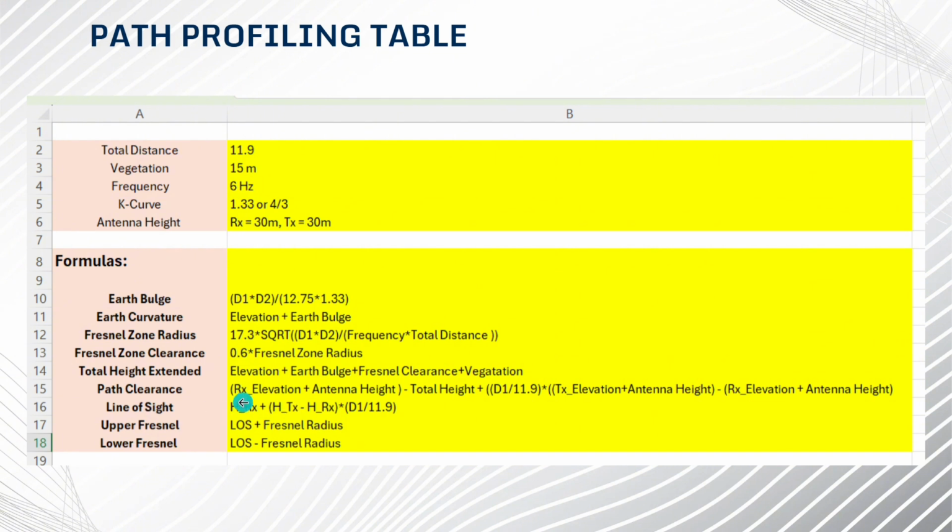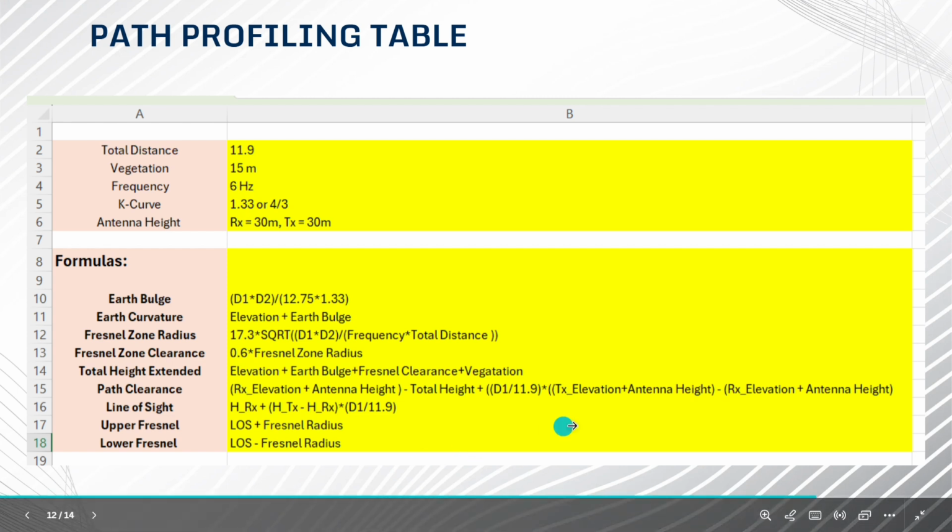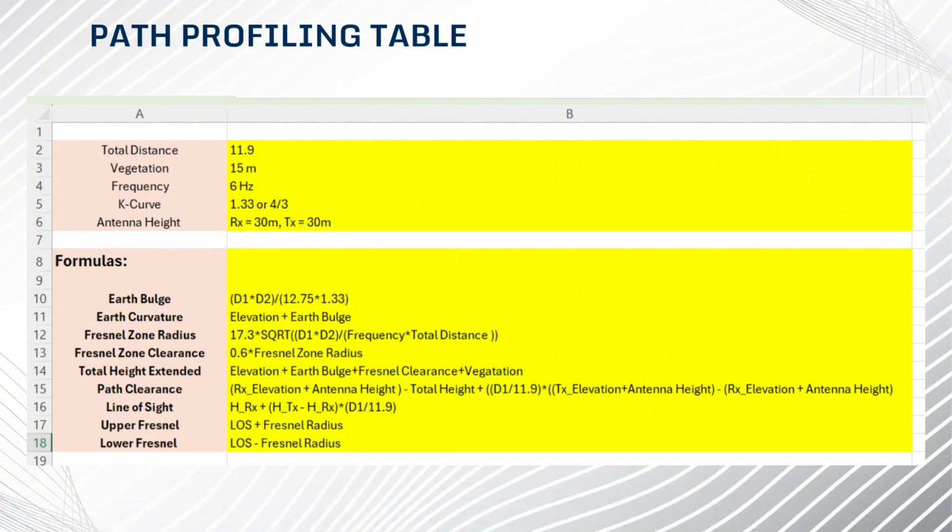And for the path clearance, first, the elevation of the receiver, which is 26 meters, plus antenna height, which is 30 meters, minus total height, plus the first distance divided by the total distance, which is 11.9, times the elevation of the transmitter, which is 82 meters, plus antenna height, which is 30 meters, minus the elevation of the receiver plus antenna height. And that concludes the path clearance.